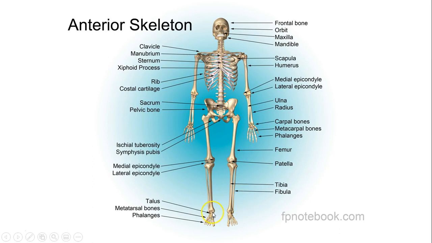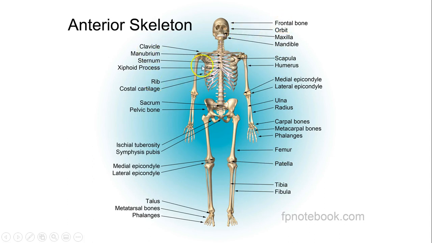You got your talus. They're leaving some bones out down here. But you got metatarsals versus phalanges. Up here you have carpals and metacarpals. And then you have phalanges, right? Everything else we've pretty much talked about.